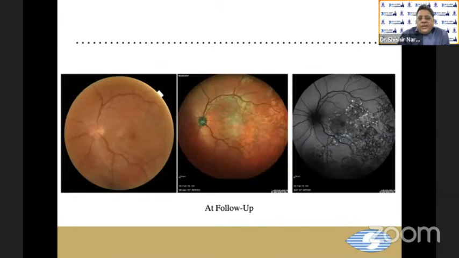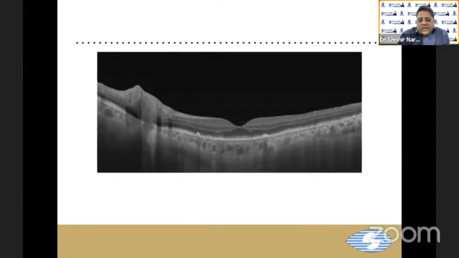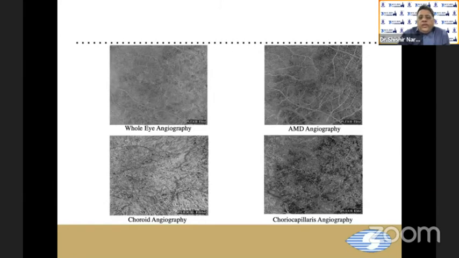And as the inflammation comes down, the thickness comes down, and you see that the voids are going away. So in serpiginous-like choroiditis, one very important thing is that you can monitor the response to treatment by looking at the capillary voids.